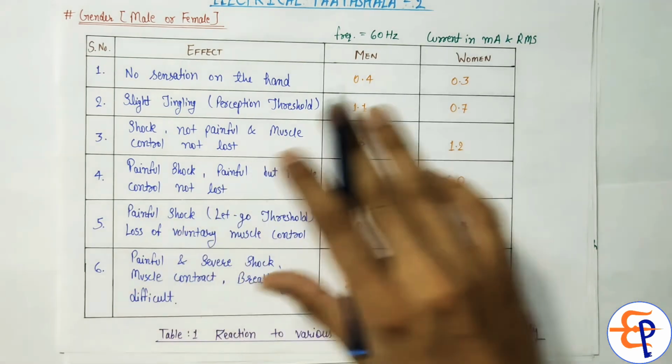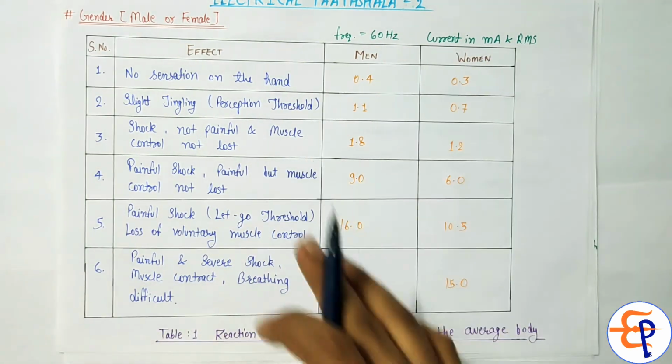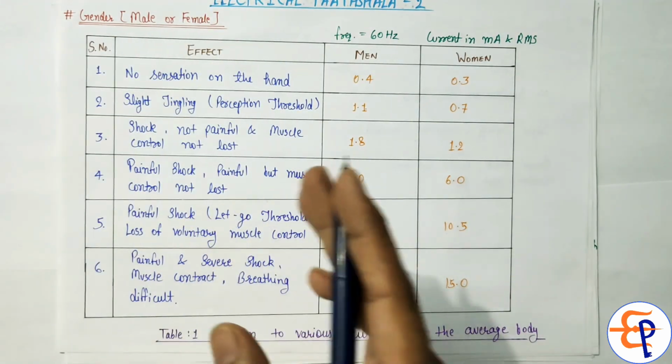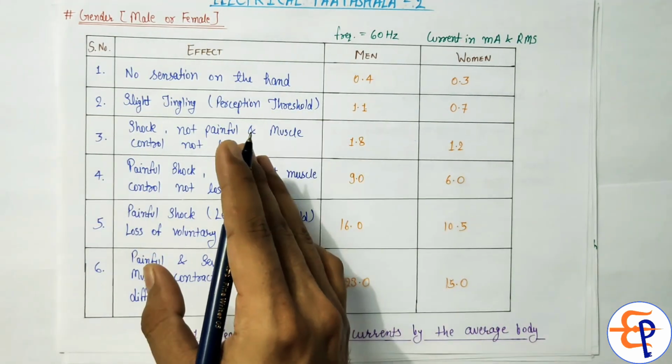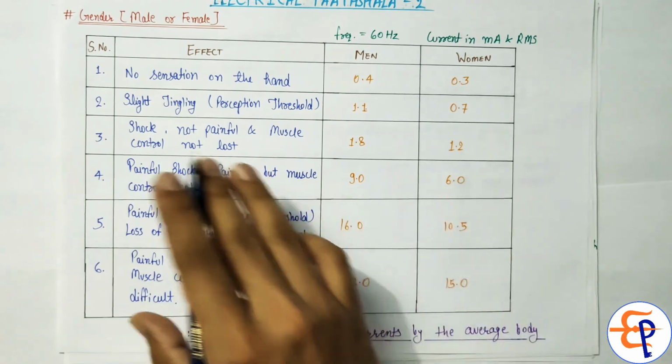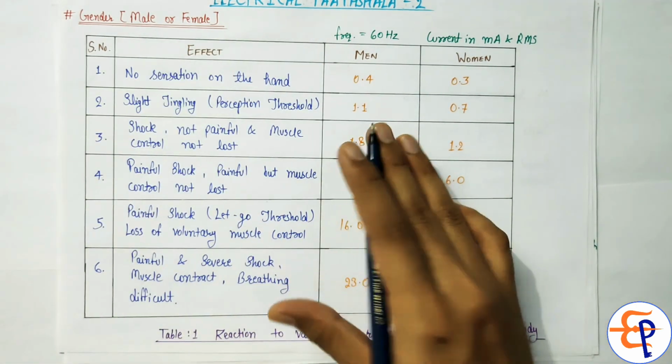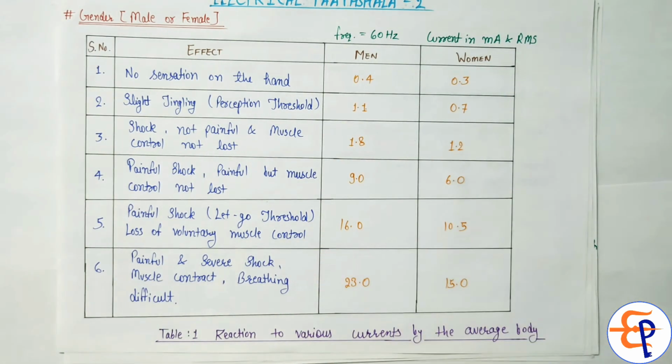Now guys, all these values are the average value. It means that in some person's body all these effects might occur at lower levels, whether that person is a male or a female, while on some other persons all these effects might occur at higher values of these current levels. So all these values are the average values.